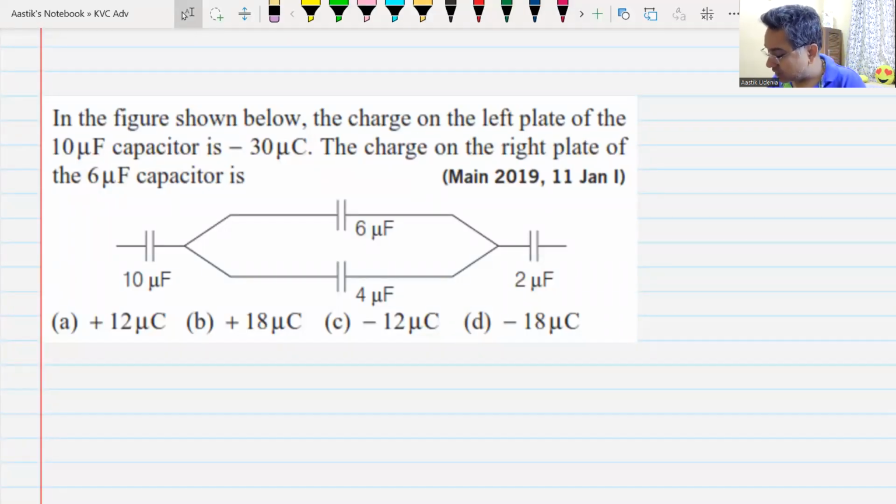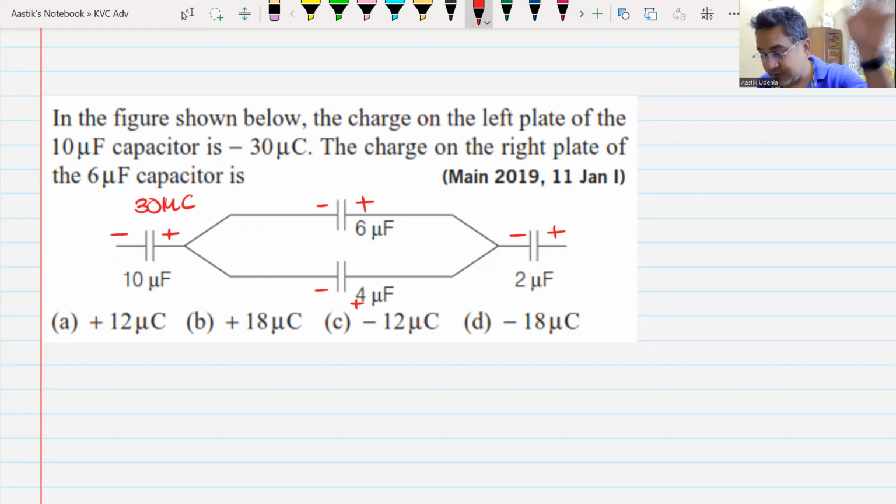So, how are you going to do this? On this plate we have a minus sign and on this plate we have plus. Yes or no? Yes, sir. This is 30 microcoulomb. Yes or no? So this plate will get negative and this plate will get positive. Do we understand this, or has this gone above, or is it saying bye bye? Understood, sir. Bye bye.